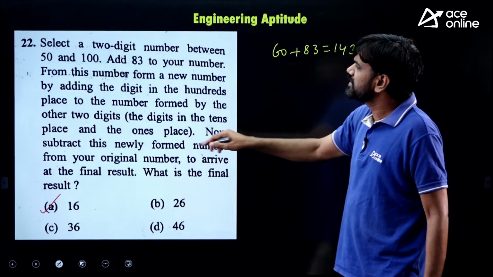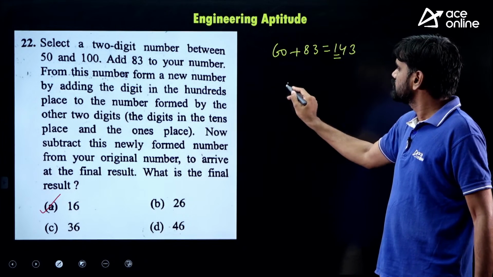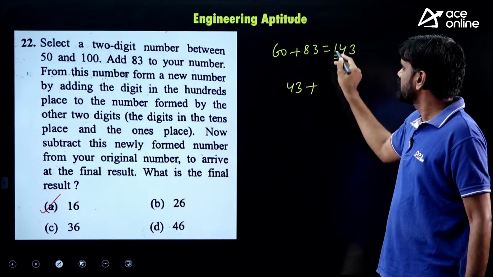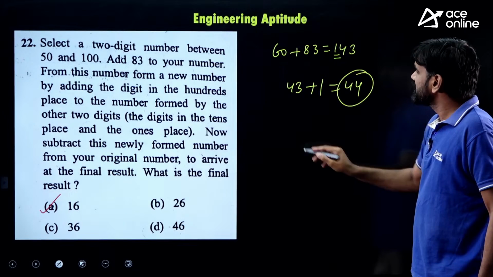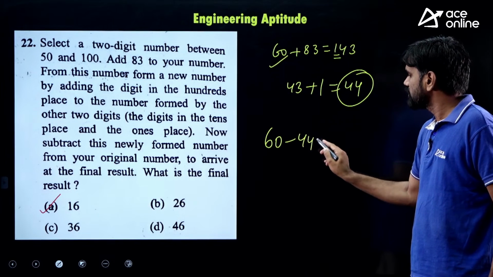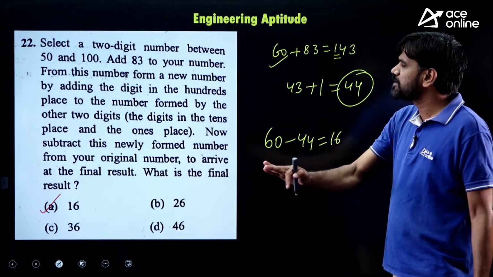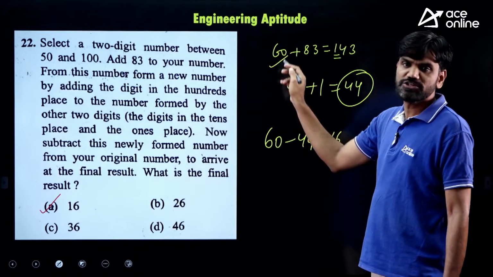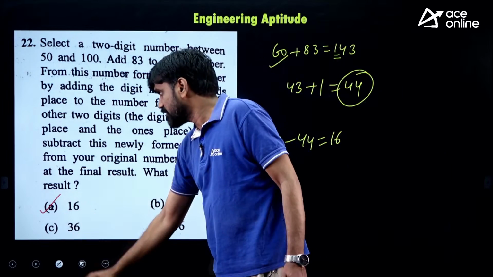So if you are adding 83 to that, you are getting it as what? 143. After that, they are asking you to add the hundreds digit to the remaining part of the number. So 43 is the remaining part of the number. For that you add hundreds digit. That will give you 44. If you subtract this from the original number, what is the result they are asking? So 60 minus 44. On simplification, it will give you what? 16. It need not be 60. You can take any number of your choice here. I randomly took 60 over there, right? Hence your answer has to be option A.